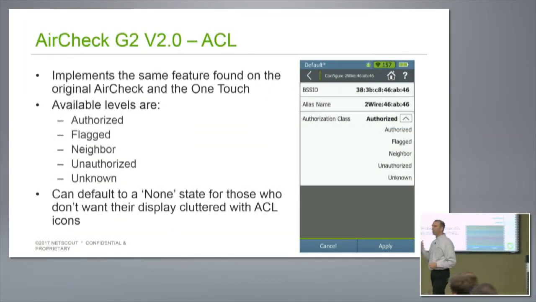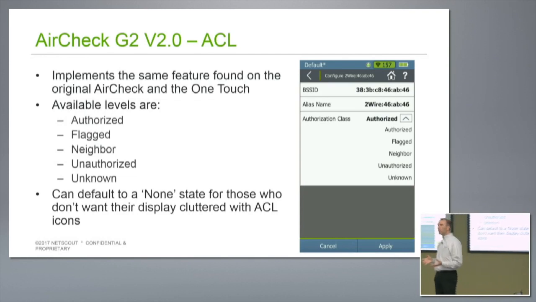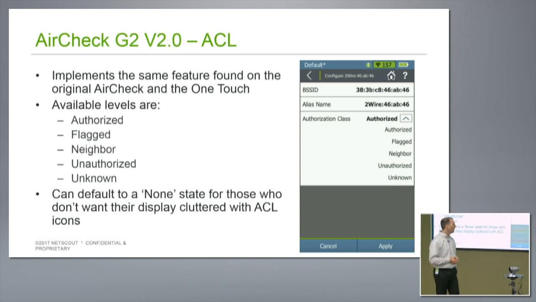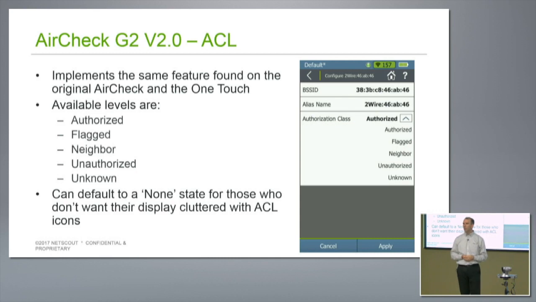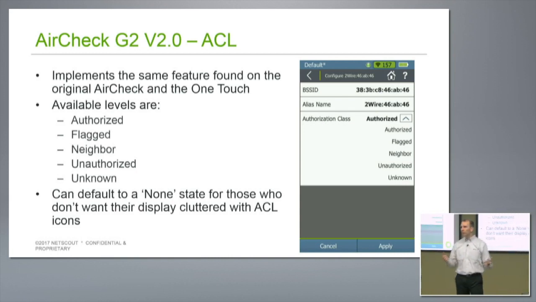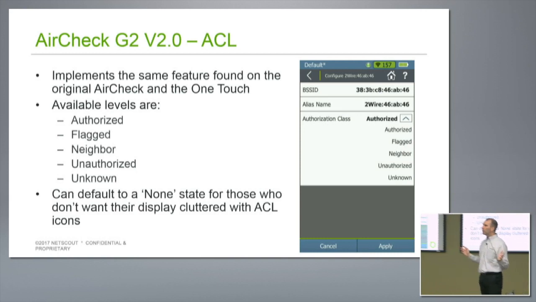So let's talk a little bit about those ACLs. Now, as I mentioned, this was something that the AirCheck G1 did. So AirCheck G1 had the ability to pick authorized, flag, neighbor, unauthorized, unknown. And so that aspect is not new. But in its inclusion in AirCheck G2, we did make some tweaks that we think are kind of nice. One thing that we did is you can set the default to be a none state. So instead of everything defaulting to one thing or another and cluttering up your display, you can actually just pick none. And so anything new that you hear will just be completely untagged, no ACL, as opposed to automatically falling into a bucket that has a little icon.